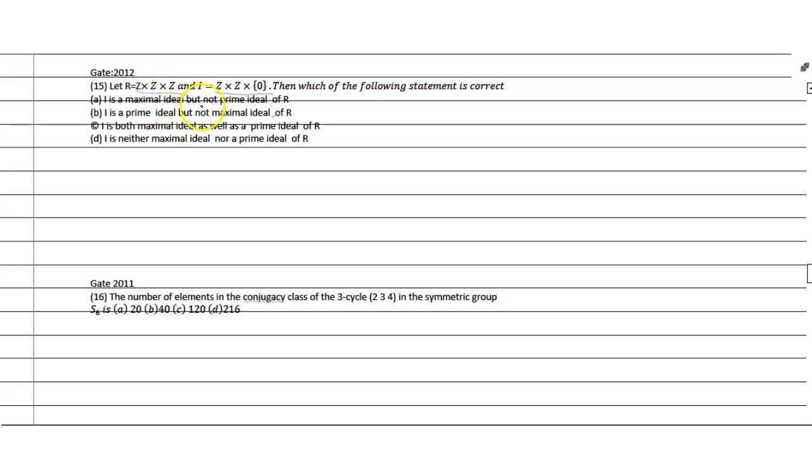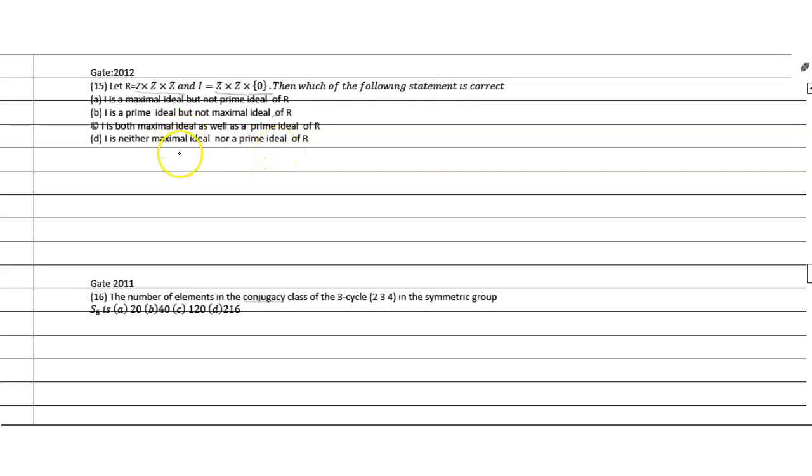I is a maximal ideal but not a prime ideal of R. I is a prime ideal but not a maximal ideal of R. I is both a maximal ideal as well as a prime ideal of R. I is neither a maximal ideal nor a prime ideal.